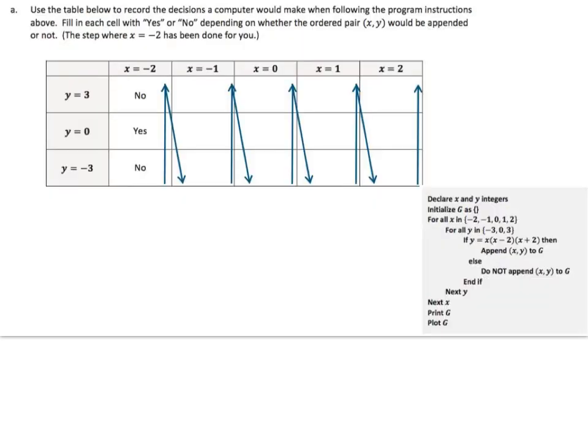Let's try it. So use the table below to record the decisions a computer would make when following the program instructions above. Fill in each cell with yes or no, depending on whether the ordered pair would be appended or not. Okay, x equals negative 2 has been done for you.